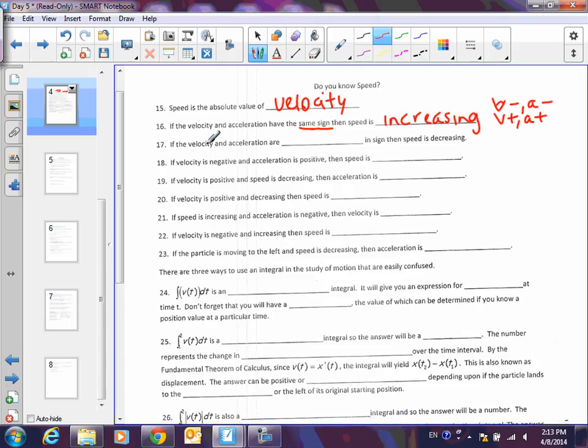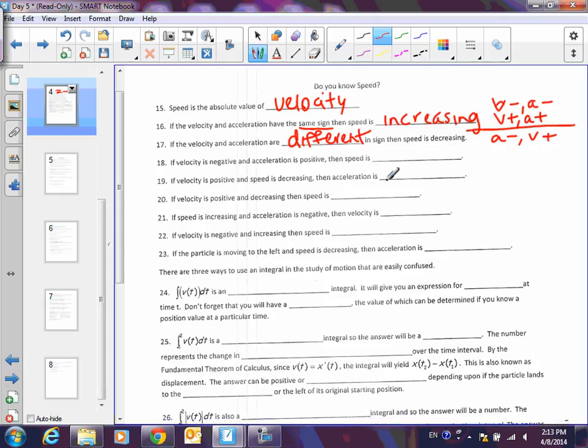x-axis. So what do you think would be good to go in the blank for number 17? Speed is decreasing when different, opposite. So this would be where one is negative and the other is positive, or vice versa. Okay?